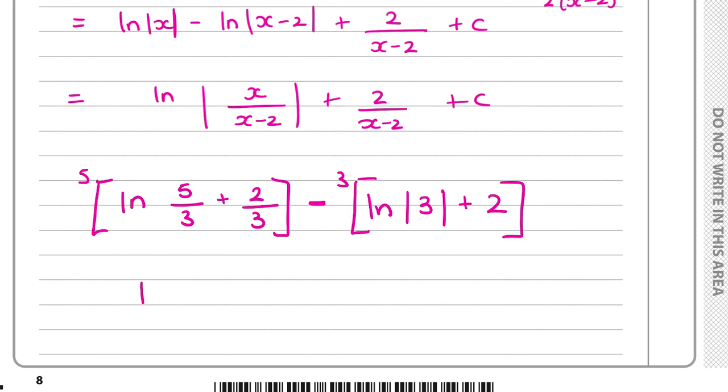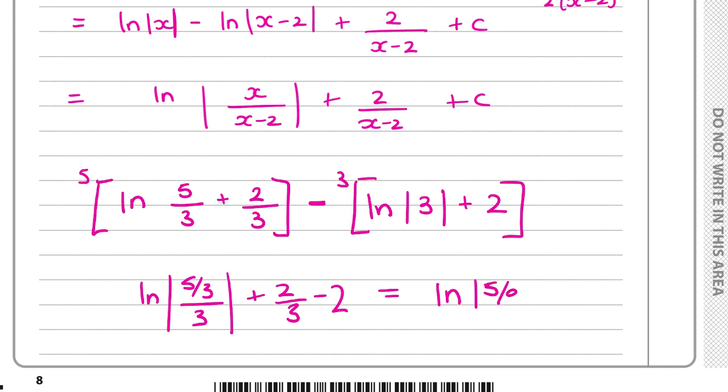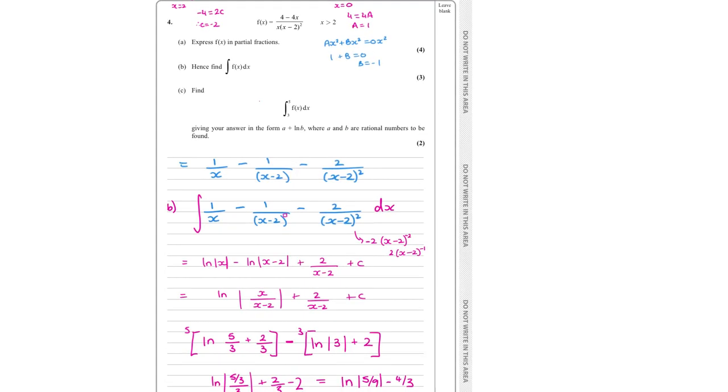So this means I'm going to have ln of 5 over 3 divided by 3, plus 2 over 3 minus 2. This is going to simplify to ln of 5/9 minus 4 over 3. Nice and simple. That was a very lovely question, actually. Question 4.